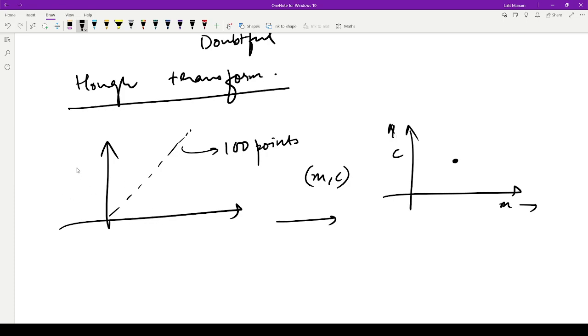So this is xy space and this is the slope-intercept space. What does it do? Instead of fitting a line in this space, it is more about counting how many points fit a specific model of line. So each point here represents what? A model of a line. A model is defined by a slope and intercept.